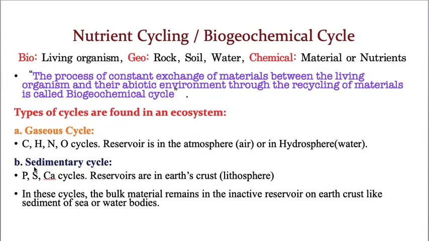Now the second one, what is that? Sedentary cycle, where the reservoir of this cycle is earth's crust. If earth, that means lithosphere, is acting as a reservoir, that type of cycle is nothing but sedentary cycle. For this also a few examples: phosphorus cycle, sulfur cycle and calcium cycle, and these cycles are called as sedentary cycles. Again here also we need not read the sulfur and calcium cycles, because in our syllabus only the phosphorus cycle is there.